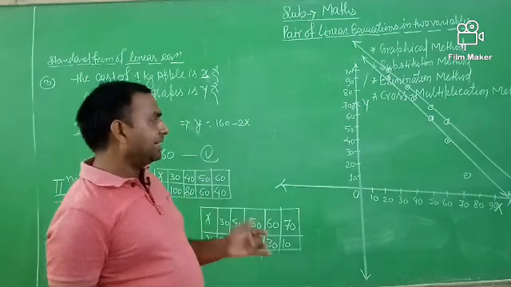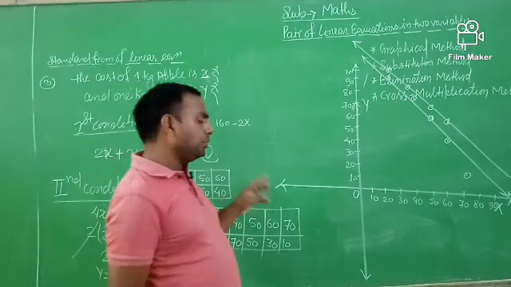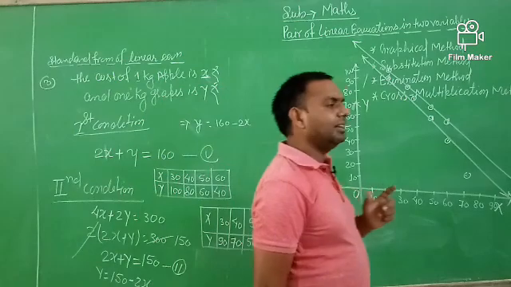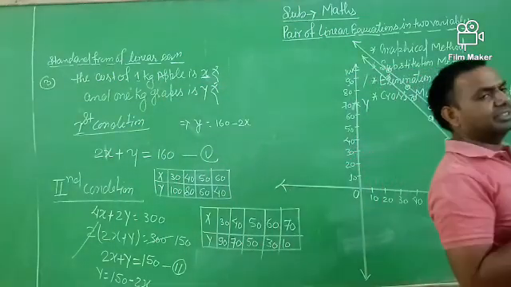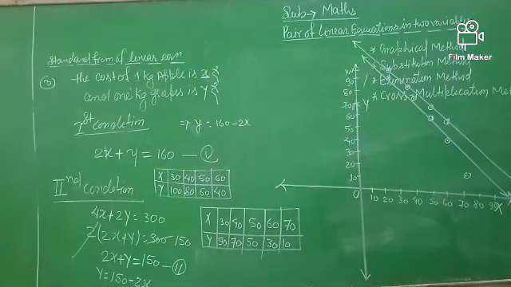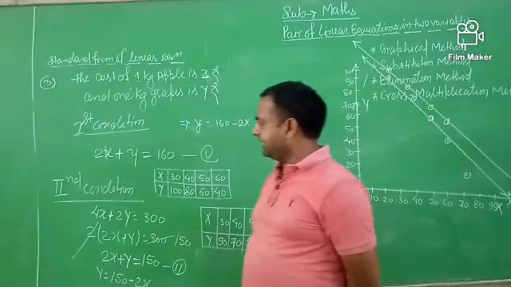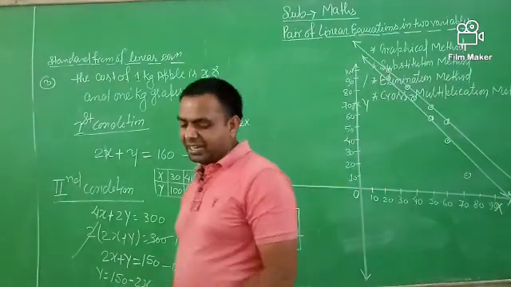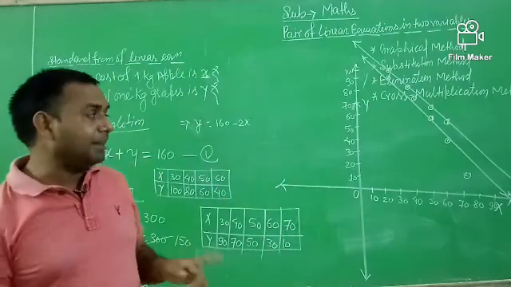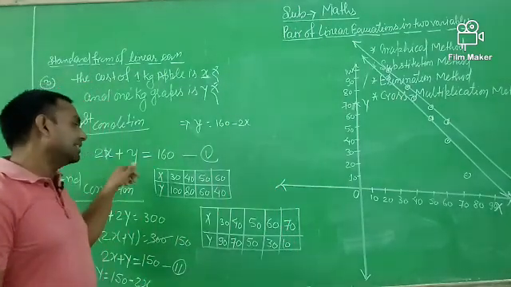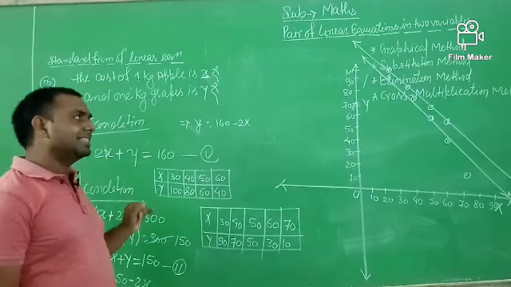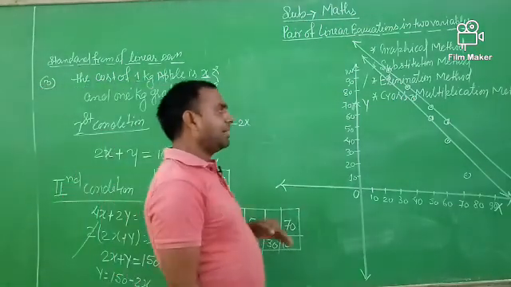Third is the elimination method. In the elimination method, you eliminate one variable so you can find the other variable. Suppose I have two variables x and y. If I eliminate x, then I find the value of y. With the help of the value of y, we can also find the value of x. This is called the elimination method.